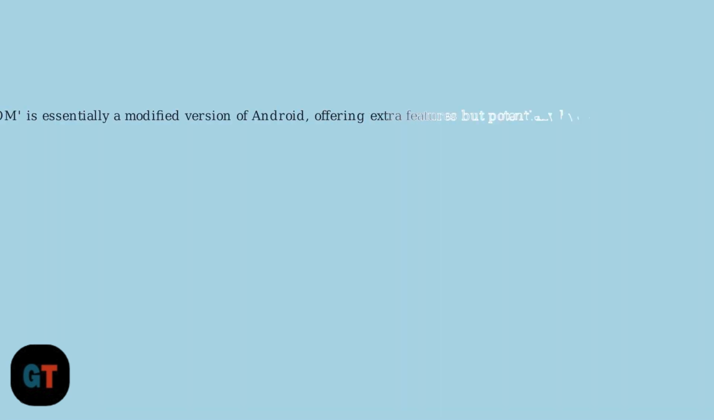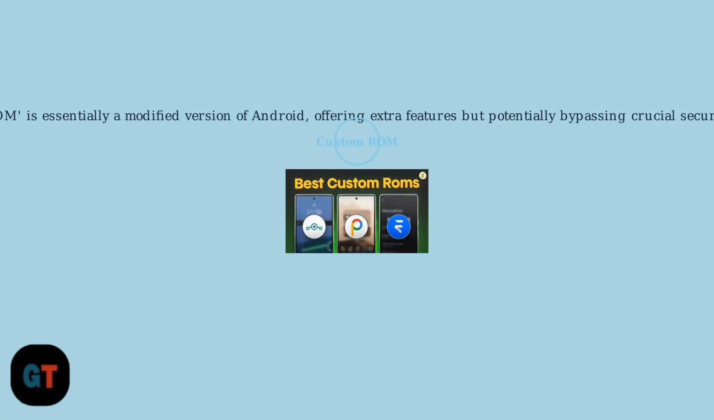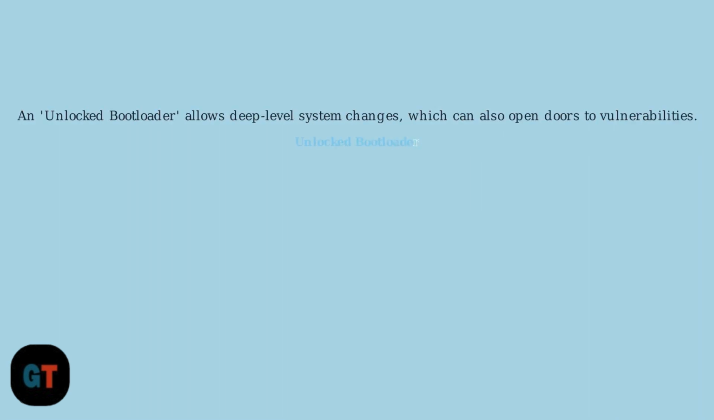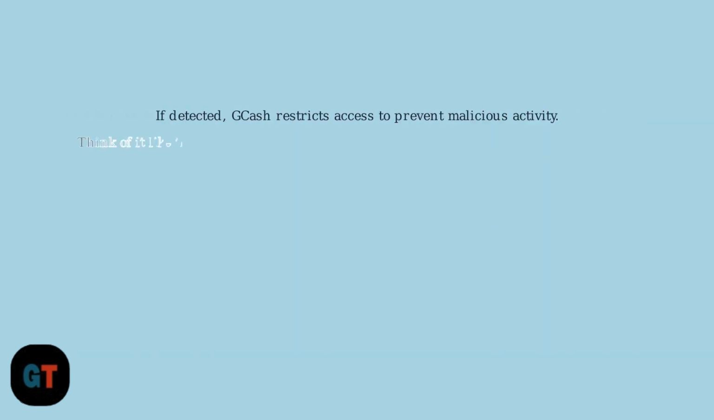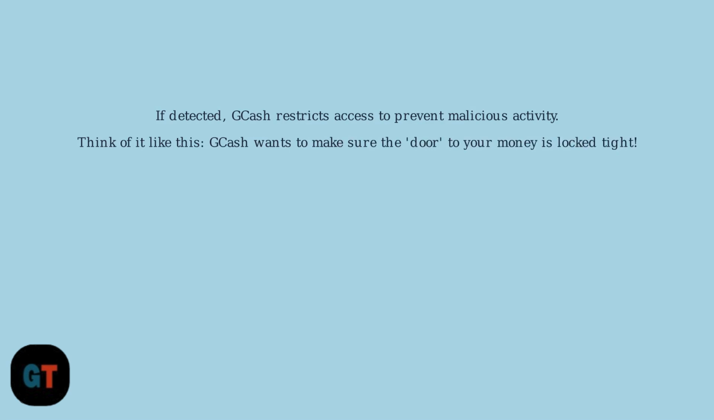A custom ROM is essentially a modified version of Android, offering extra features but potentially bypassing crucial security measures. An unlocked bootloader allows deep-level system changes, which can also open doors to vulnerabilities. GCash uses tools like Google's SafetyNet and its own checks to identify these modifications. If detected, GCash restricts access to prevent malicious activity.